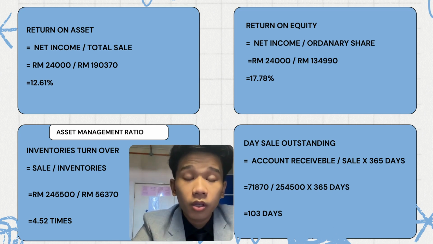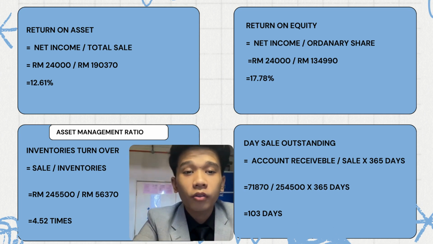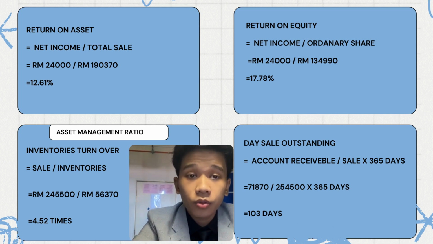The return on equity formula is net income divided by ordinary shares. So RM24,000 divided by RM134,990 times 100%. We got the answer of 17.78%. Let's move to the asset management ratios. The first one is inventory turnover. The formula is sales divided by inventories.